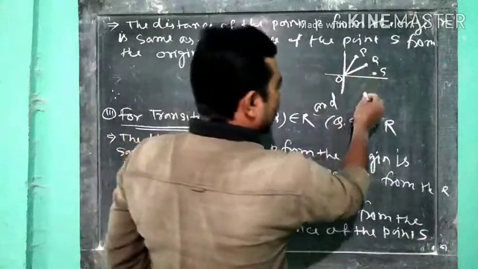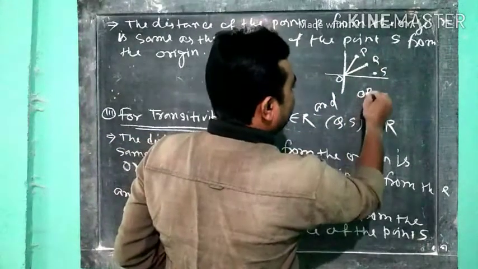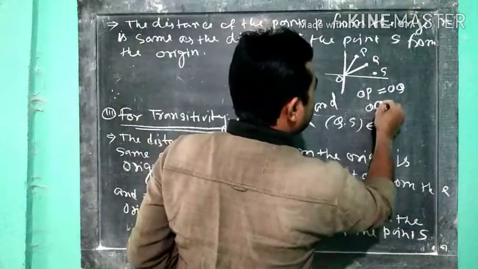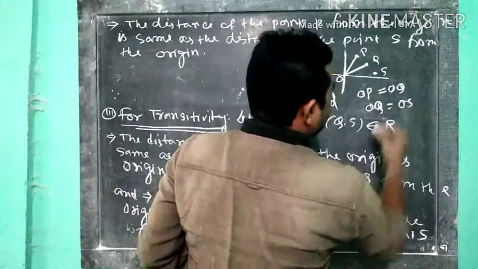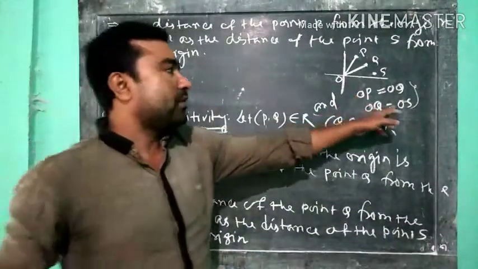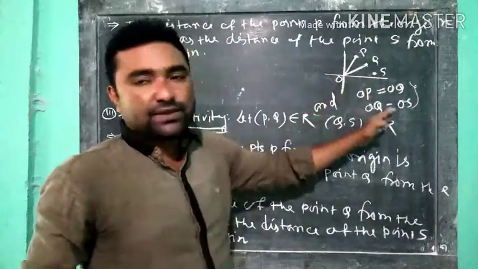Here it is given that OP equal to OQ, and here also it is said that OP equal to OS. Then from these two equations we can say that OP equal to OS. So it is a very simple problem.